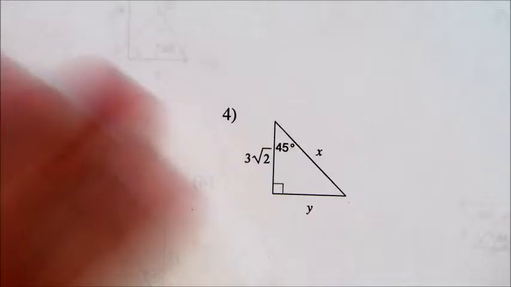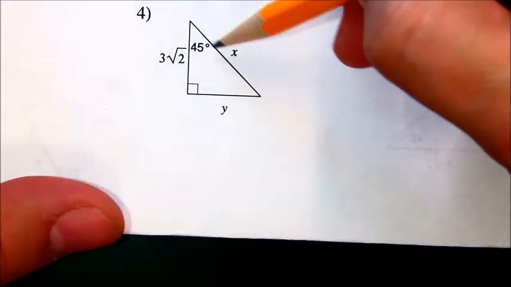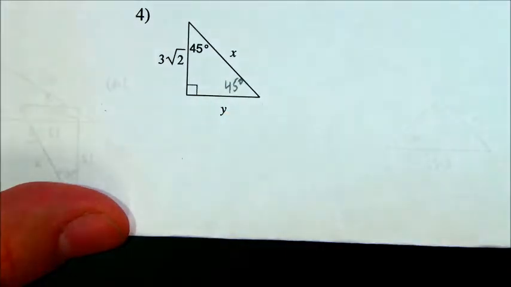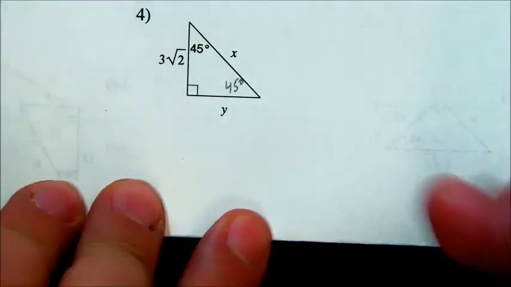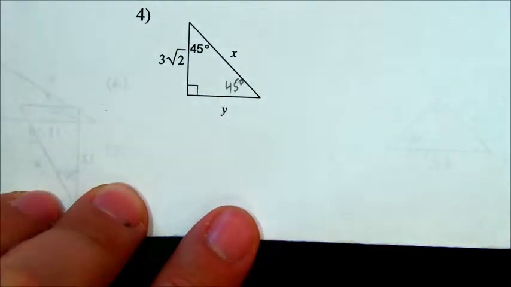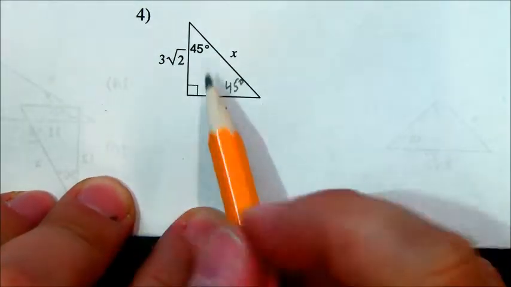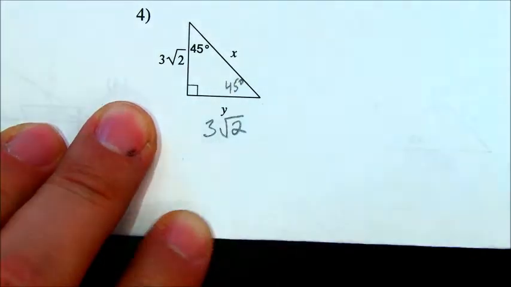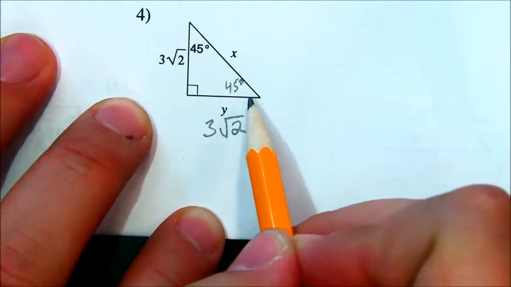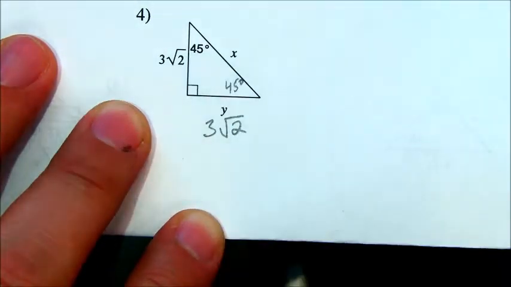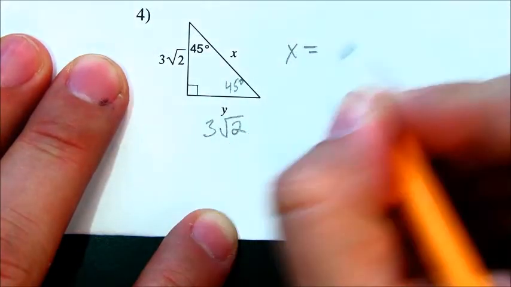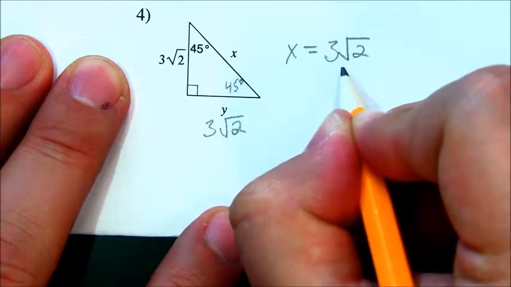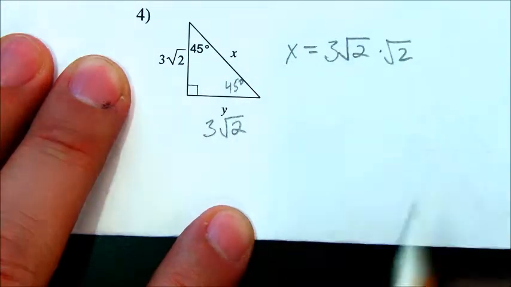Number 4 here. This is back to which kind of triangle? The 45, 45, 90 triangle. If this is 45, then this is 45. We know with the 45, 45, 90 triangle that the two legs are going to be equal. We're given one leg, so the other leg is going to be the same length, 3 times the square root of 2. The hypotenuse is the leg length times the square root of 2. So x is going to be 3 root 2, that's my leg, times the square root of 2.